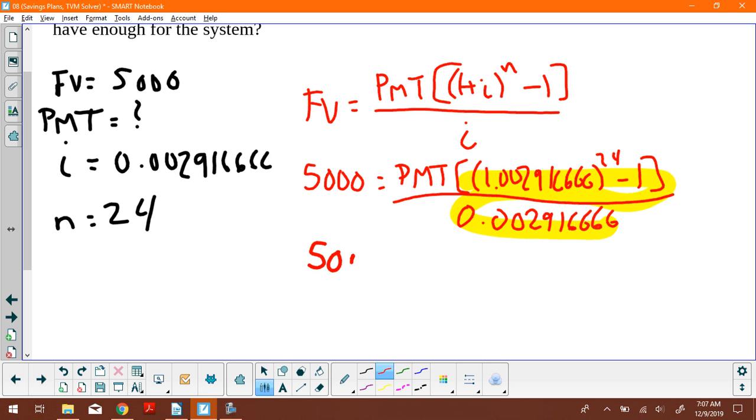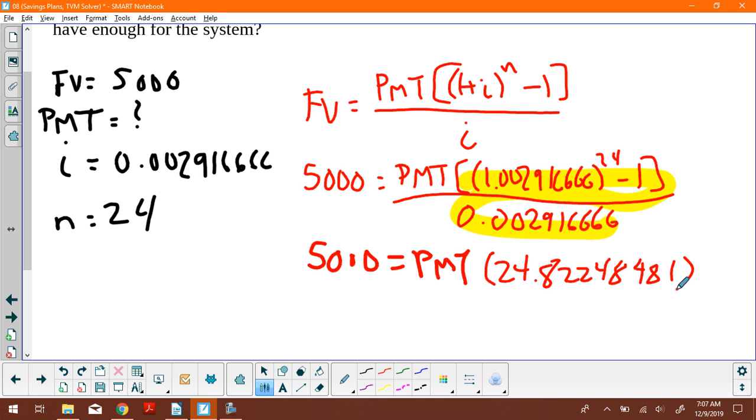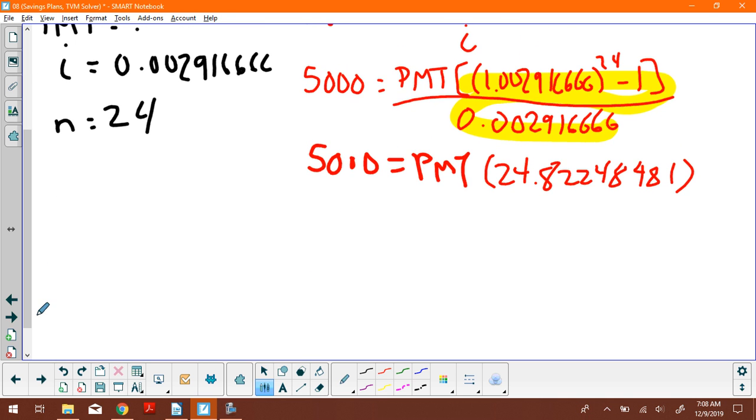We've got 5,000 equals PMT times 24.82248481. Okay, so again, I just did this power, subtract 1, divided by that decimal. Okay, last step, 5,000 divided by 24.8 and so on.